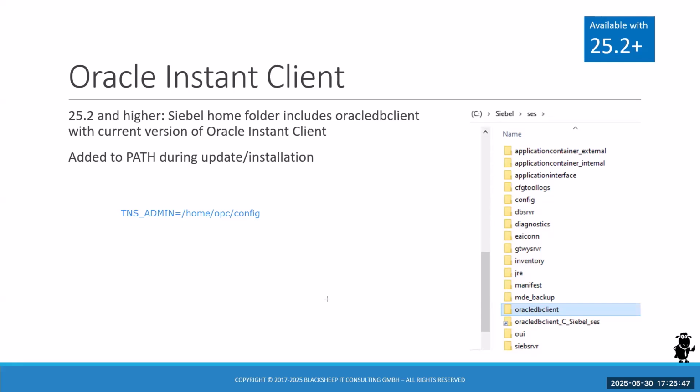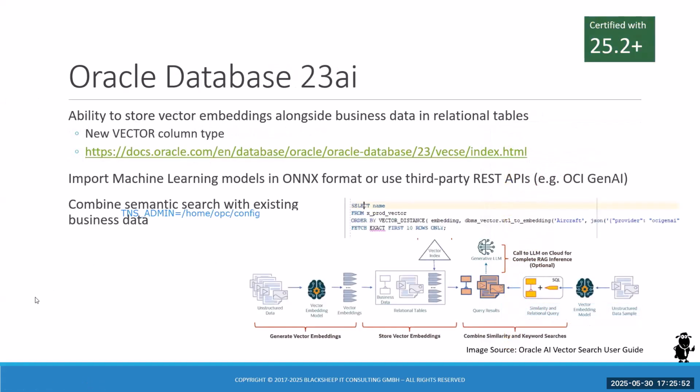Speaking of databases, there's the 23 AI support, which is also since 25.2. So that's very fresh. Have you heard of anybody migrating already to Oracle 23 AI or upgrading? Or are you planning to? Not here. I'm curious about that too. It depends on what our DBAs want to do.